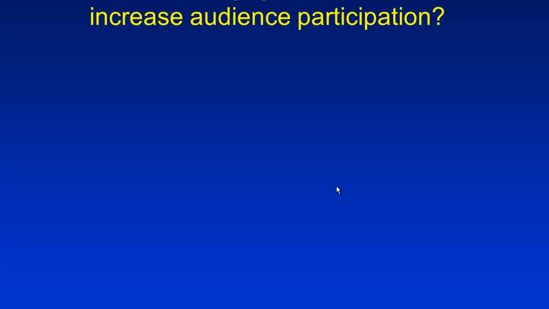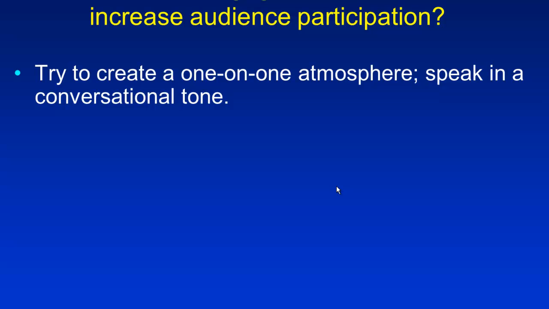How can we engage our listeners and increase audience participation? Try to create a one-on-one atmosphere and speak in a conversational tone. Instead of thinking of yourself as lecturing to a class of 100 people, try to think of 100 one-on-one conversations with the group. And this will automatically make you speak in a more conversational tone and make the listeners more likely to ask questions or to interrupt you or to say something back.